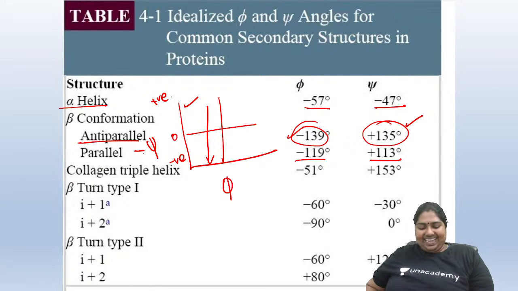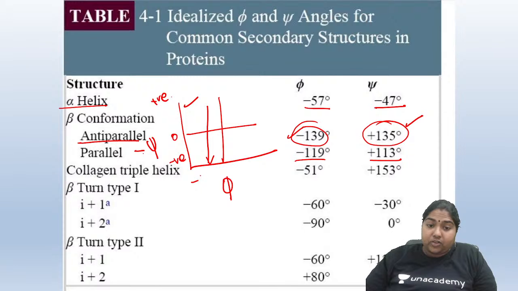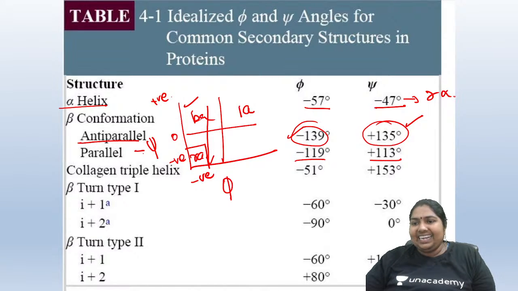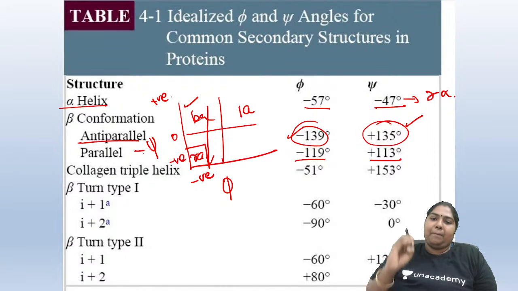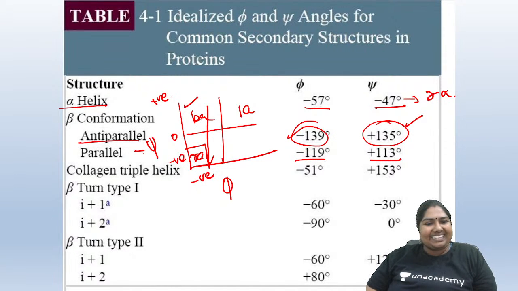Come on everyone. Think. My phi is also minus. My psi is also minus. So it is coming to this quadrant. This is beta, this is left-handed, this is right-handed. So this is typically for your right-handed alpha helix. Like that, you can come to the conclusion. Okay. So now you got the difference between anti-parallel, parallel beta sheet, right-handed alpha helix, left-handed alpha helix.